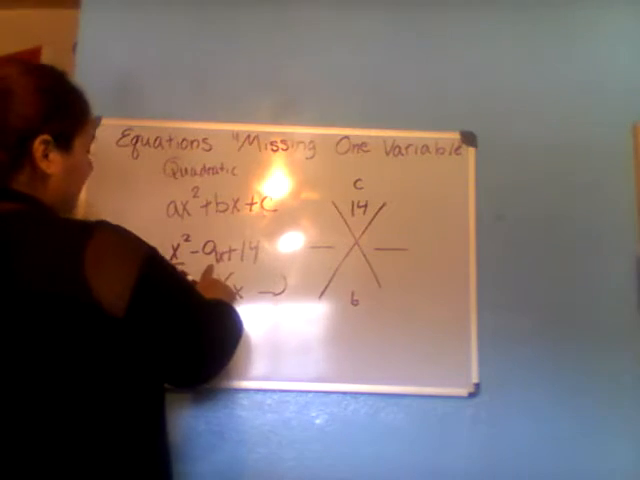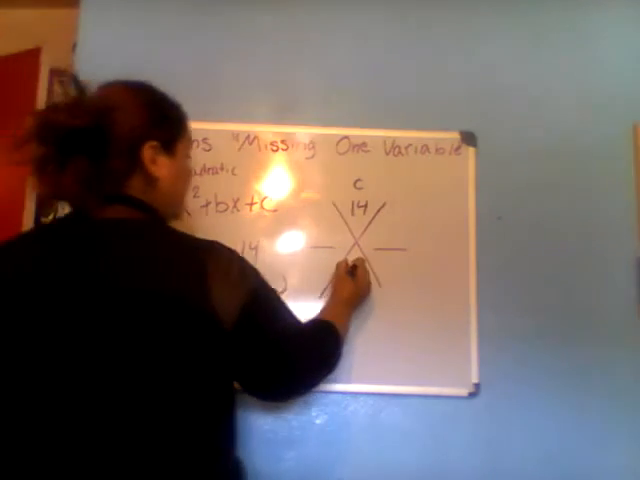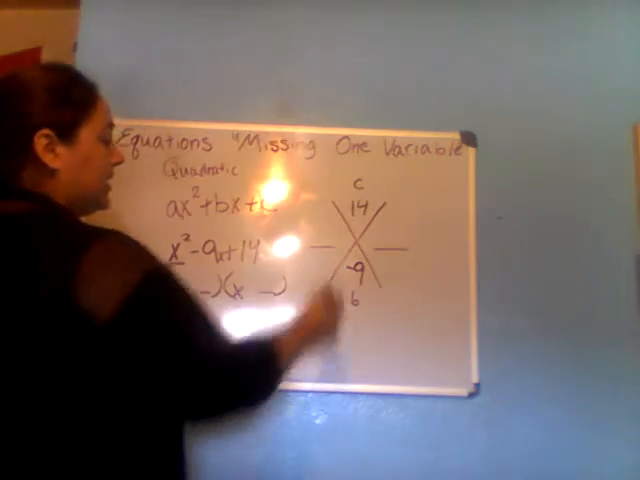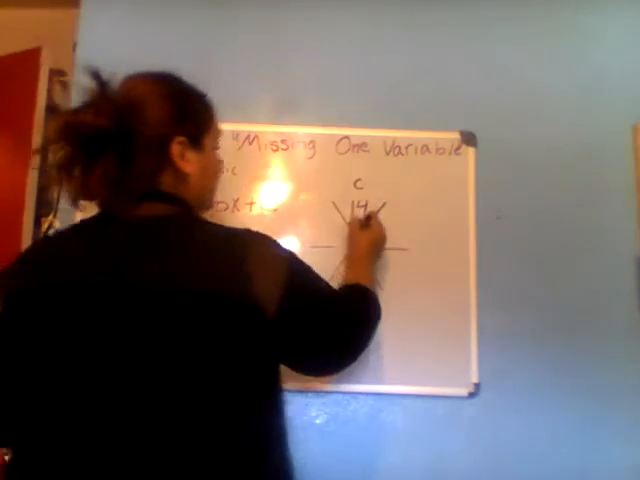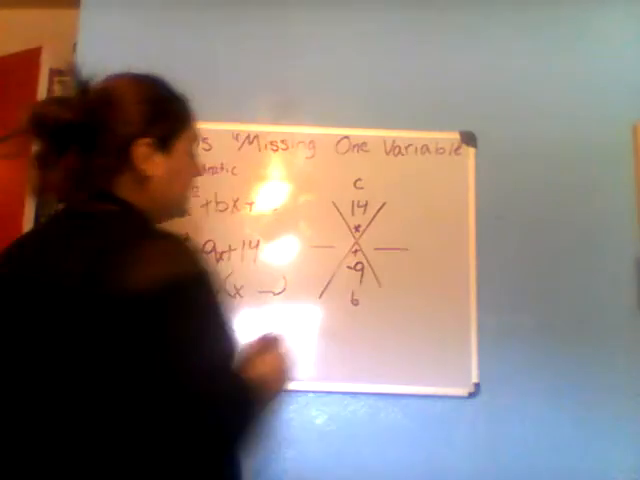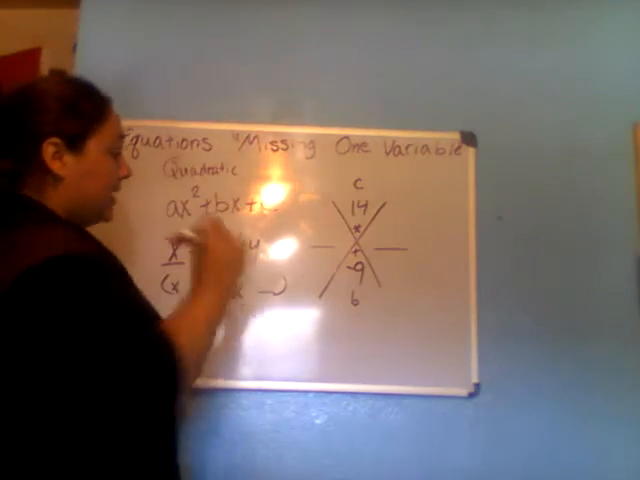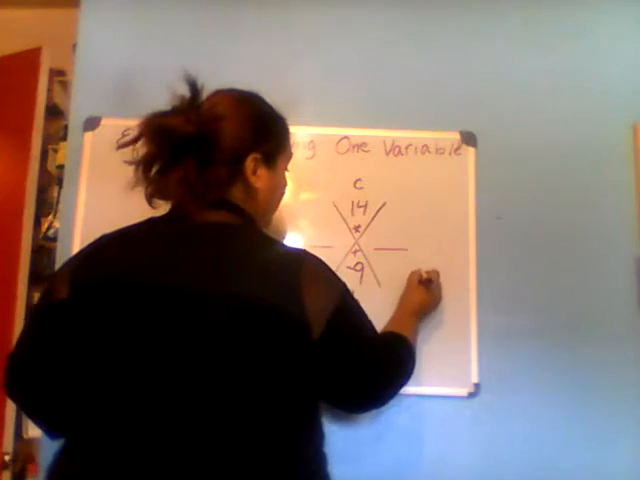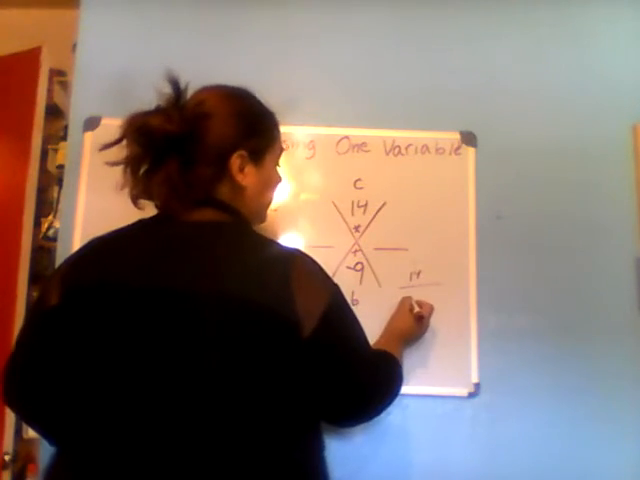Our B is right here with the X, so that is going to be negative 9. So let's fill these in. What I'm looking for with these 2 numbers is a number that is multiplied together to give me 14, and a number that is added together to give me negative 9. In order to solve for that, I need to go ahead and find what numbers multiply together to make 14.